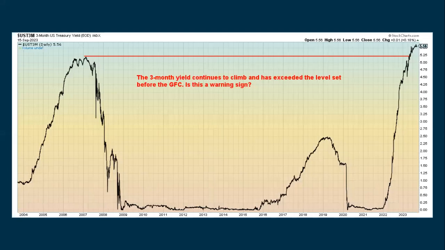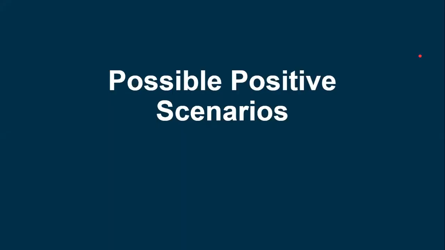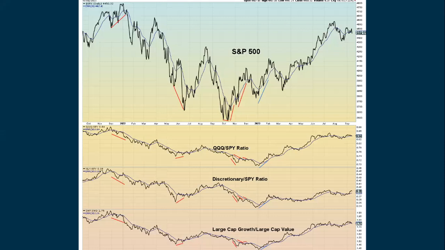Then we look at the 3-month yield, where we climbed above where we were back in 2007. We're waiting to see if we roll over and start to come down. Is that going to give us a warning sign? And then I go through the possible positive scenarios, and these usually come into play after we've really been declining and we're looking to bounce.